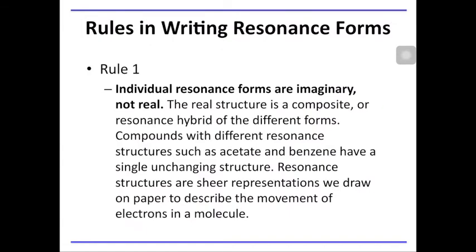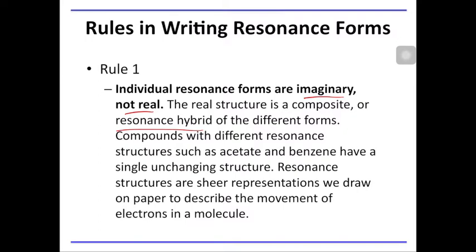Rules in writing resonance forms. Rule number 1 is that individual resonance forms are imaginary and not real. The real structure is the composite or the resonance hybrid. In a conjugated system, there can be many resonance forms, and electrons are always moving from one resonance form to another resonance form. Therefore, we cannot really say that the structure of one conjugated molecule is this resonance form, due to the fact that the bonds can be rearranged. Therefore, the resonance hybrid is the real structure of the conjugated molecule.